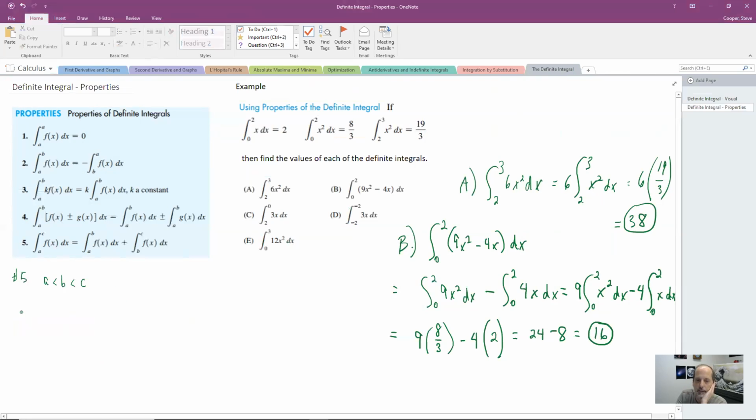Let's move on to C. Okay, C, we're going from 2 to 0 of 3x dx. Well, we don't have anything that takes us from 2 to 0 for x, but we got something that takes us from 0 to 2, and we got a rule that says if I switch the a and the b around, I can negate and get the same result. So this would be equivalent to the opposite if our bounds, upper and lower bounds, switch places.